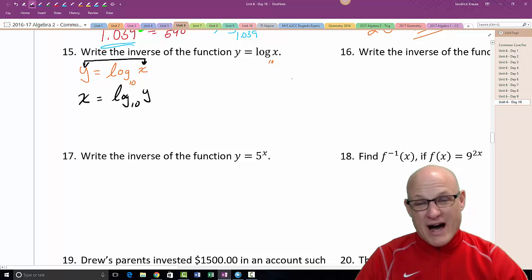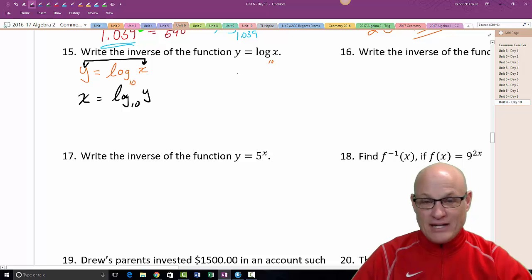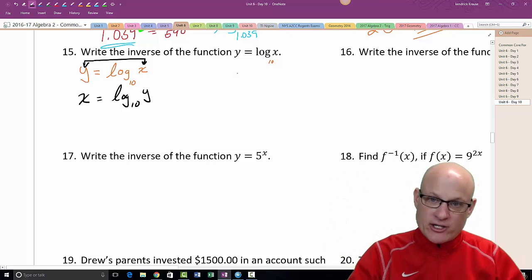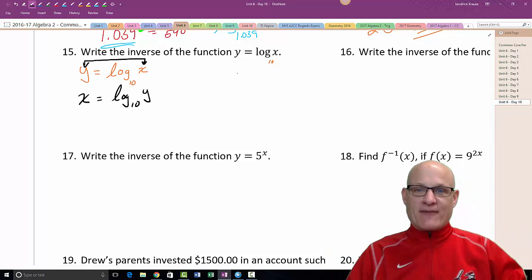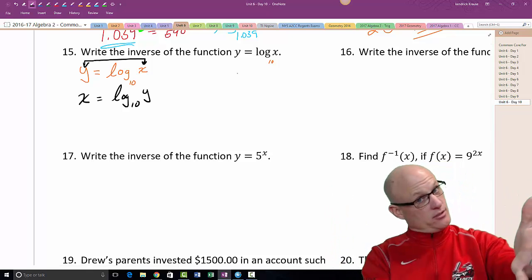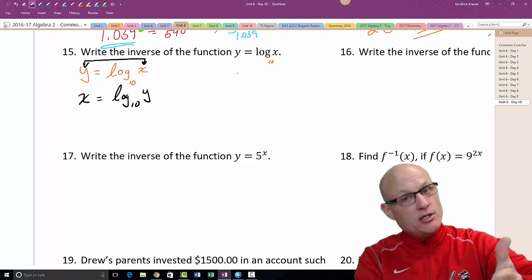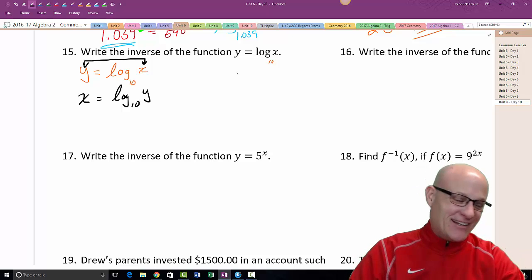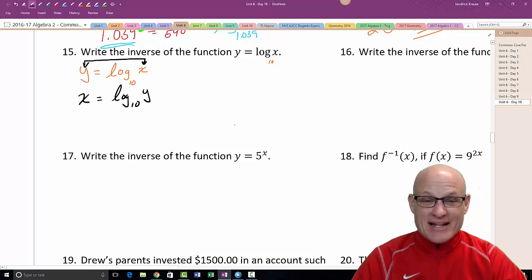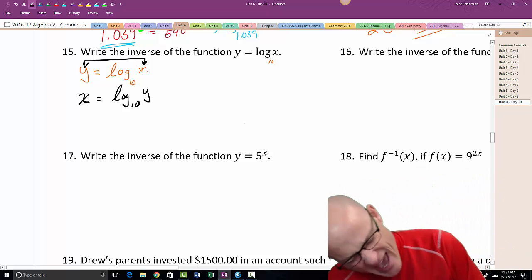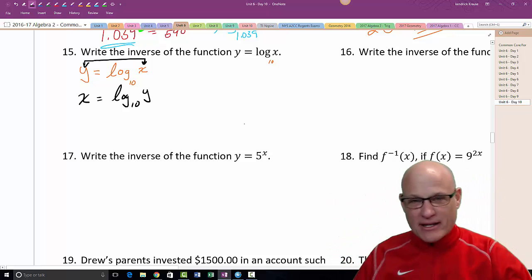Well, I want to get y by itself. If you have a log function and you want to solve for something, you have to use exponential. Right, exponential. You have to use exponential. And it's all about that base, about that base, about that base. Don't forget, it's all about the base.